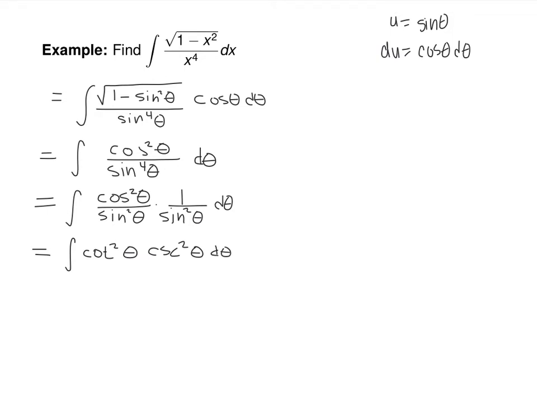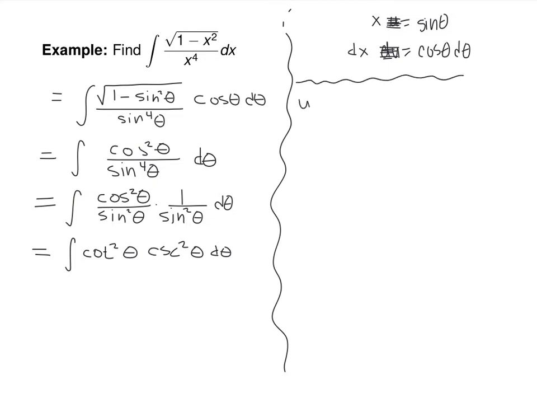Okay, and now at this step we're going to do a, well, I made a silly. I shouldn't have said u equals sine theta. I should have said x equals sine theta. And I should have said that dx equals cosine theta d theta. Whoops. Okay, now I'm going to make a u substitution.